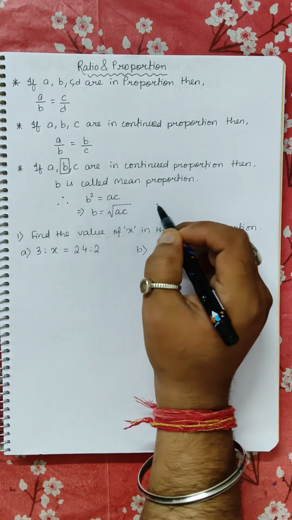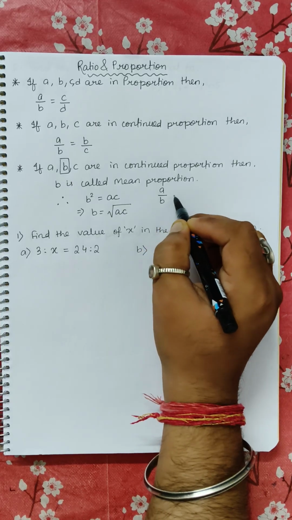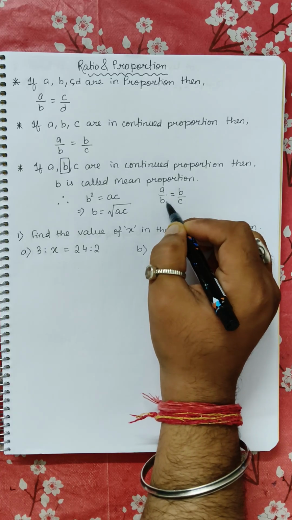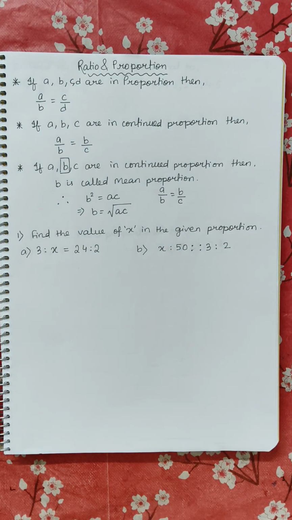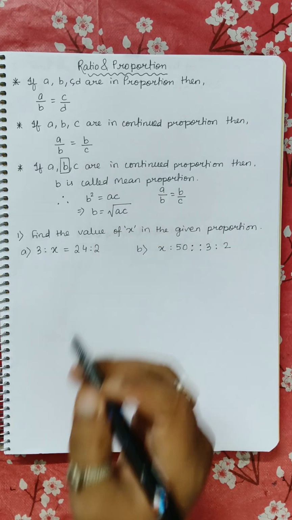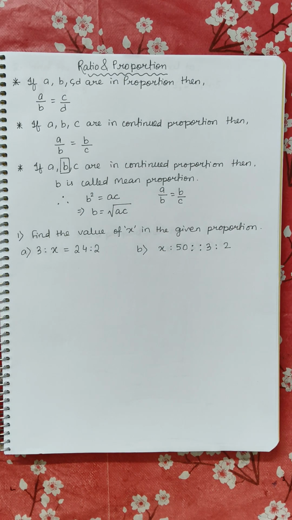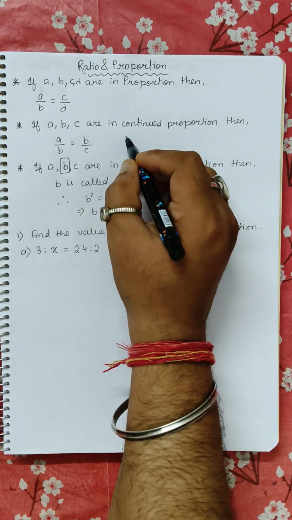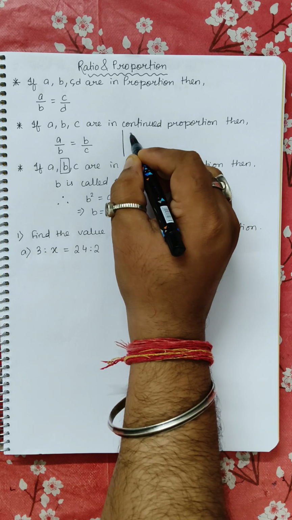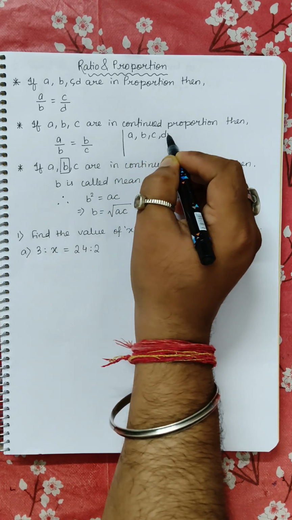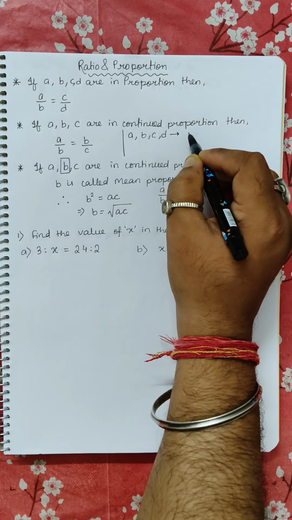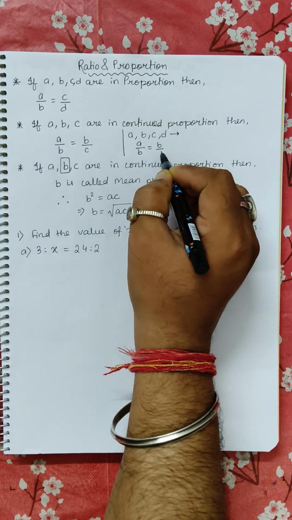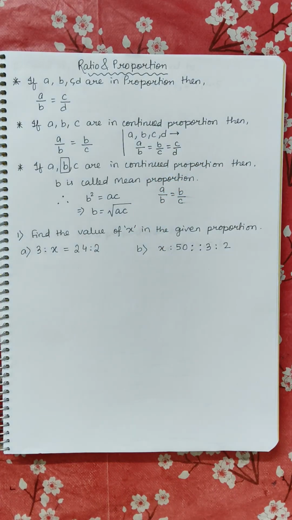Where does B square equals AC come from? Now see, A by B is equal to B by C. On cross multiplication, we will get B square equals AC. So B is equal to root under AC. And I want to add something over here. If A, B, C, D are said to be in continued proportion, then you will write it as A by B is equal to B by C is equal to C by D.